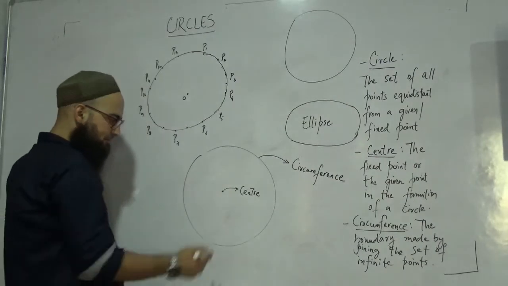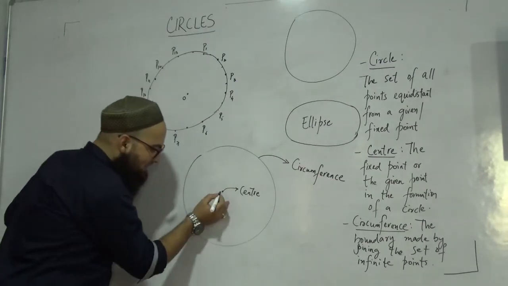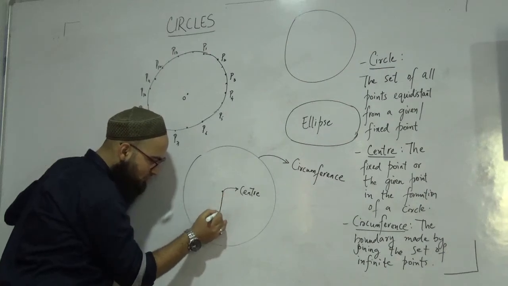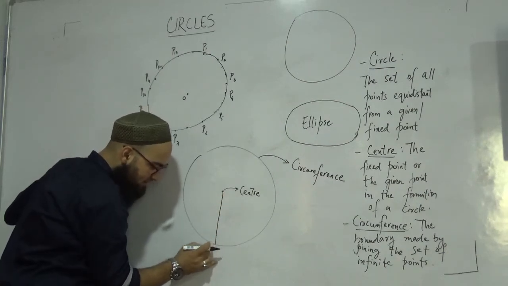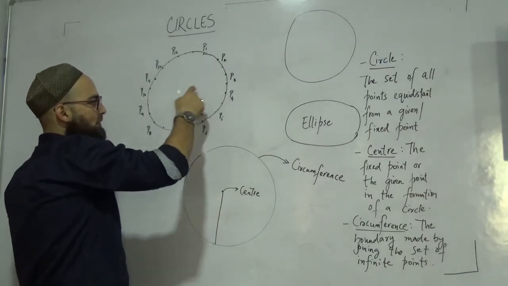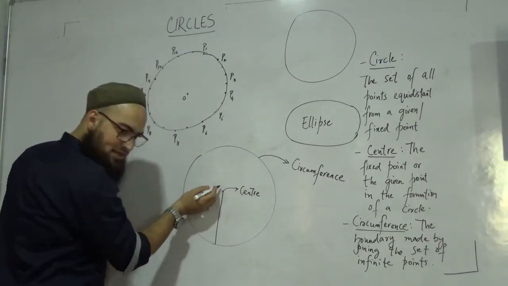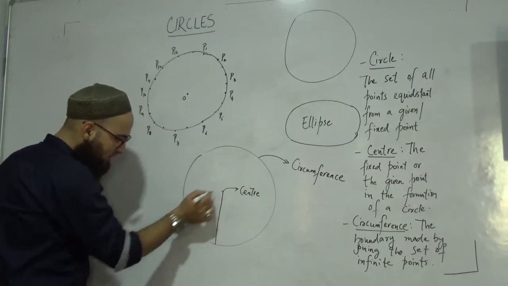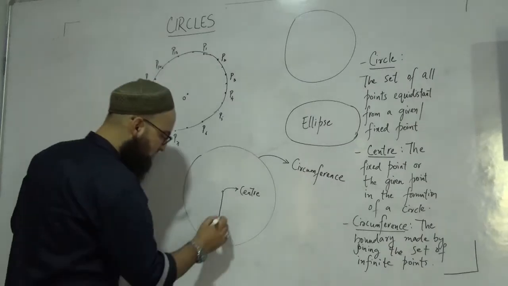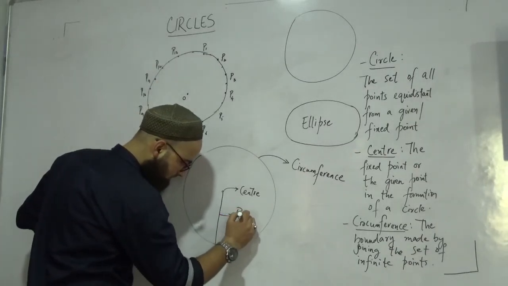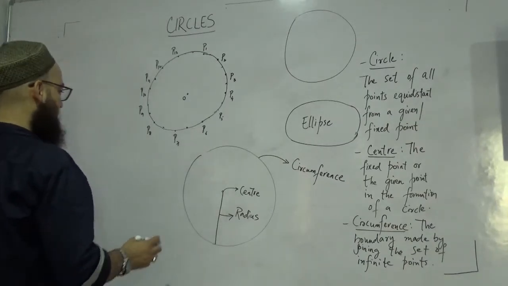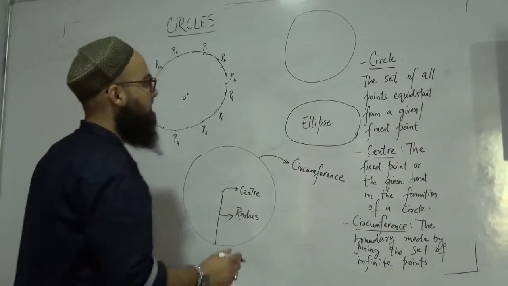This is the circumference. Now, the distance from this center to the circumference, that distance, OP1, OP2, OP3, the distance from center to the circumference, all these distances, this is called the radius of the circle.